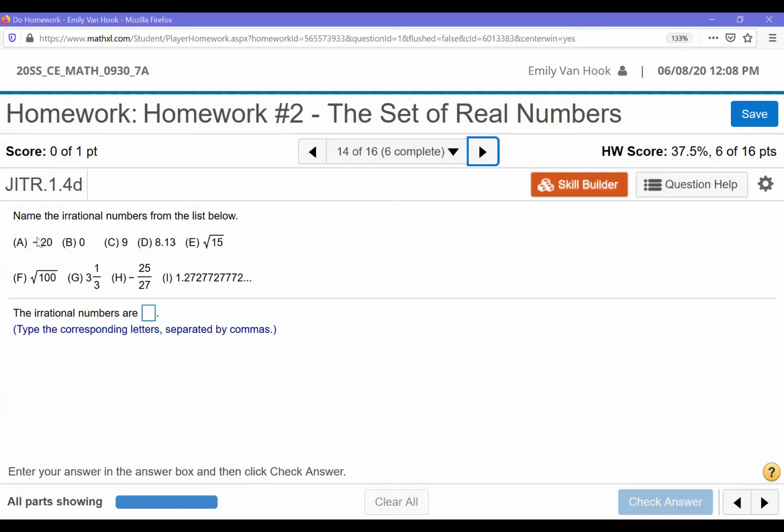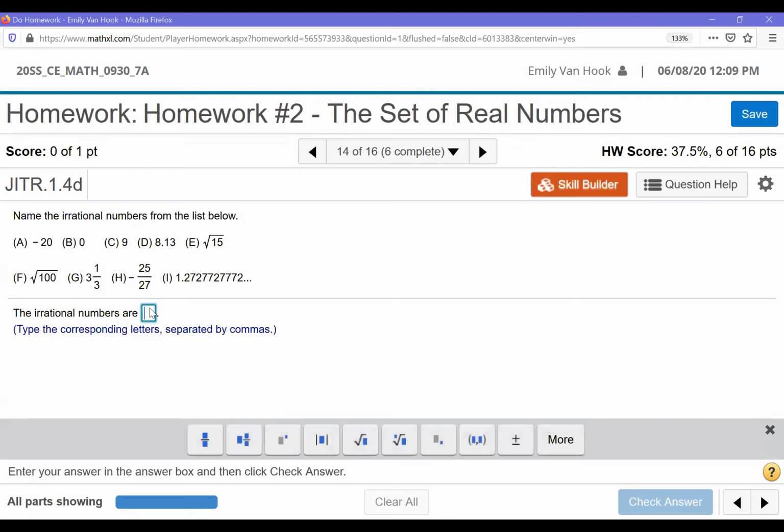Irrational, okay, now they're giving letters, so you don't have to type them out. Type the corresponding letters. So irrational, let's see, negative 20, 0, 9, 8.13. Right here, square root of 15, here's the first one, but I'm just gonna type the letter E. Square root of 100 is 10, that's a whole number, or natural number, or integer, or rational number. It's in a lot of groups, but it's not irrational. It is not a never-ending decimal. It's not a non-repeating, non-terminating decimal. So don't choose square root of 100.